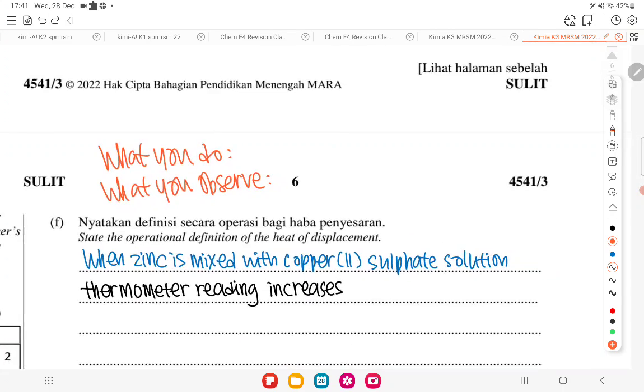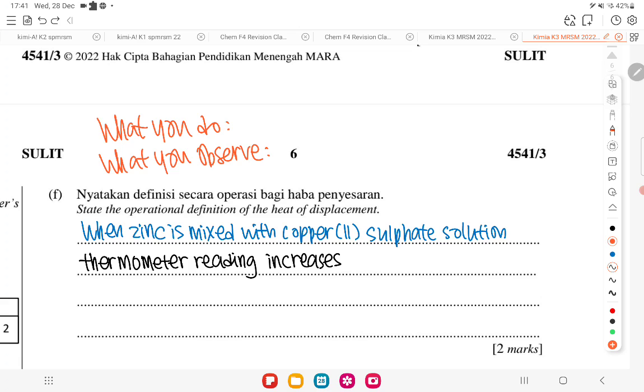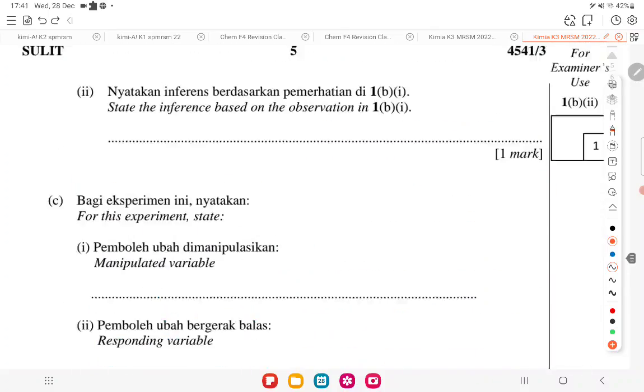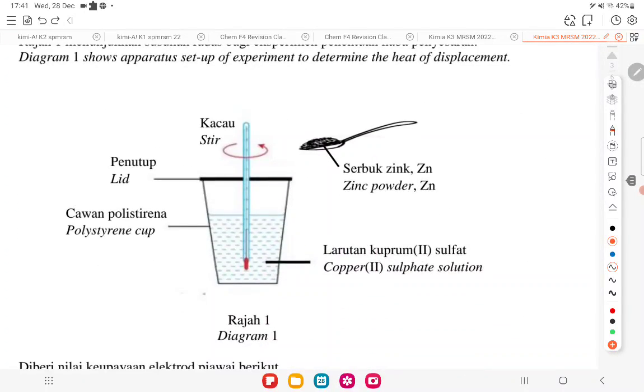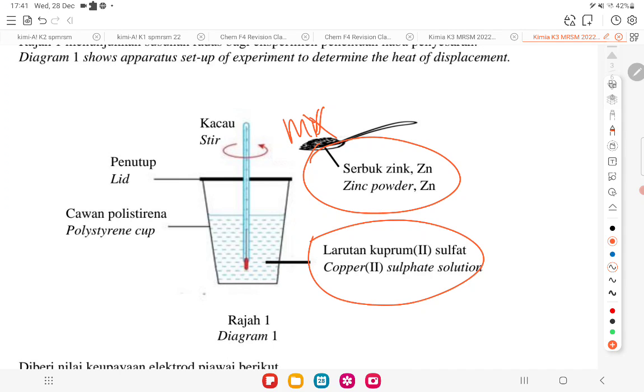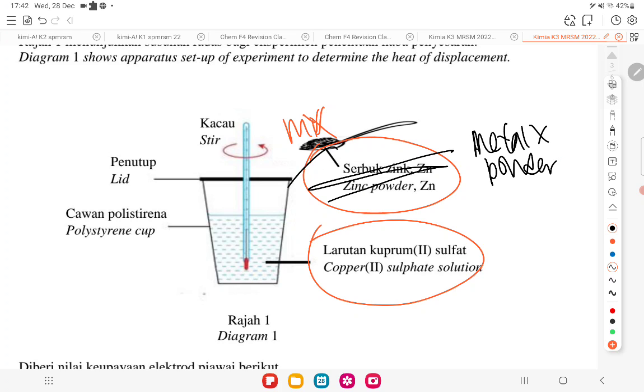In this question, they are asking us for the operational definition for heat of displacement. So you ask yourself, what do you need to do to get the heat of displacement? Look back to the picture. In this experiment, to get the heat of displacement, we can mix the zinc powder with copper 2 sulfate solution, or we can use metal X powder to mix with the copper 2 sulfate solution.